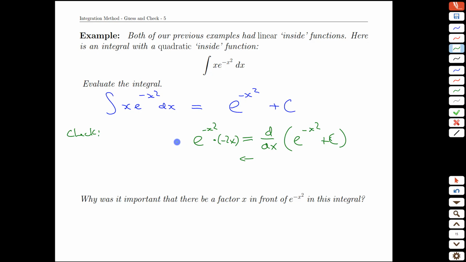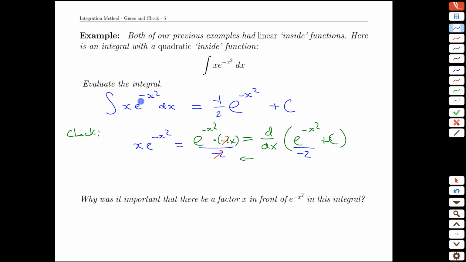And we see, that's actually pretty close to what we want. We have an x, we have an x, we have the exponential, we have the exponential. The only thing extra that popped out was a negative 2. So let's just divide this term by negative 2, or do negative 1/2 of that. And sure enough, when we cancel the negative 2's, we get x e to the negative x squared. In other words, a perfect match to the function we started with.